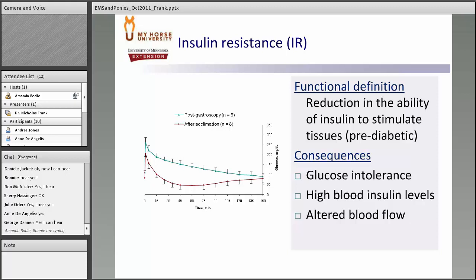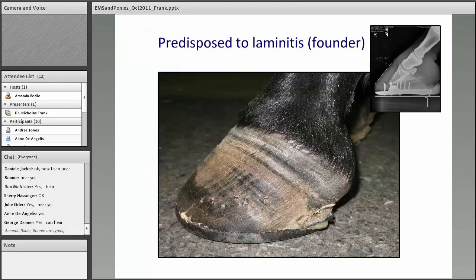But if we look at overall the consequences of insulin resistance, the animal with this problem has a harder time moving glucose into tissues, and therefore the glucose concentrations are trying to go up above normal. The animal is compensating for this by secreting more of this hormone into the blood, and so consequently it has high blood insulin levels, and this is a feature of this insulin resistance. Perhaps the most worrying part of insulin resistance is that this could potentially alter blood flow, could potentially alter the function of blood vessels within the foot, and therefore make the animal more susceptible to laminitis.